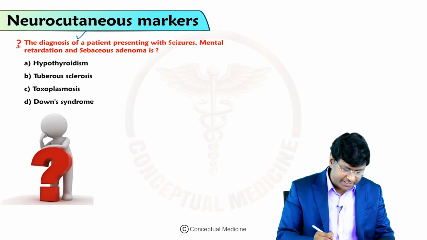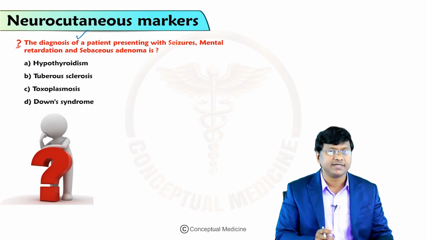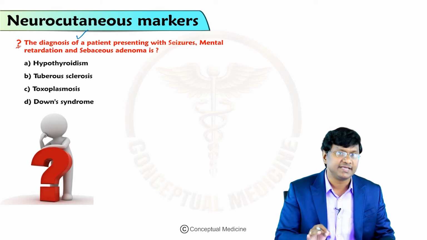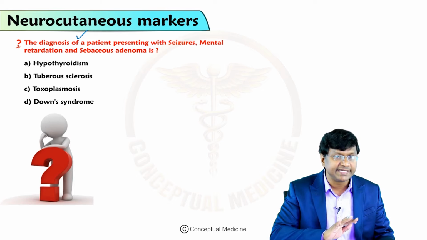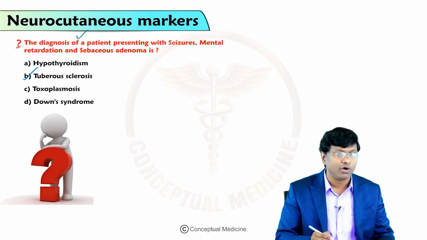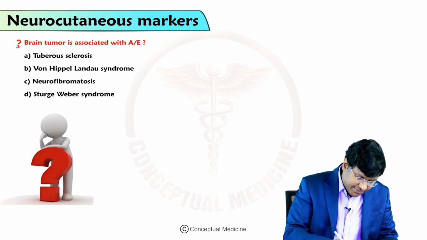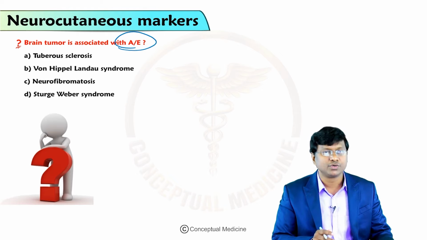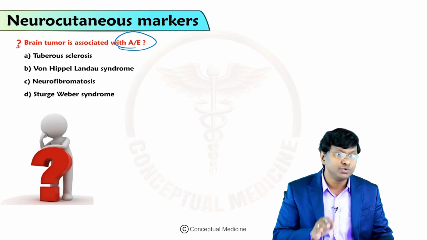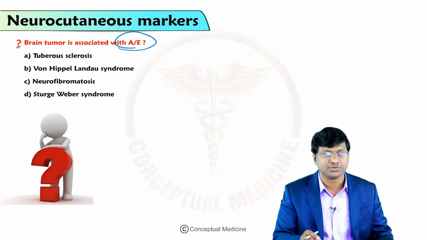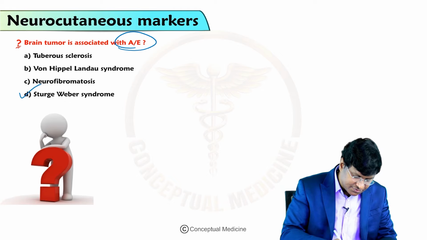Then followed by that, the diagnosis of a patient presenting with seizures, mental retardation, adenoma sebaceum, right? This is a direct question suggestive of tuberous sclerosis. And the next question is, brain tumor is associated with all except: tuberous sclerosis, von Hippel-Lindau syndrome, neurofibromatosis, Sturge-Weber syndrome. The answer is Sturge-Weber syndrome.